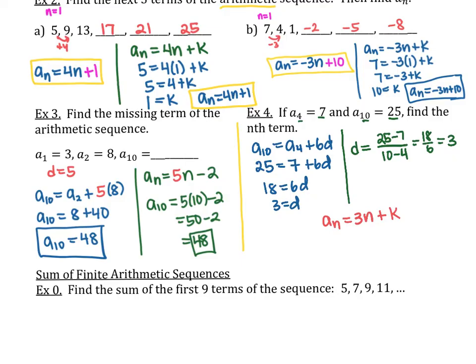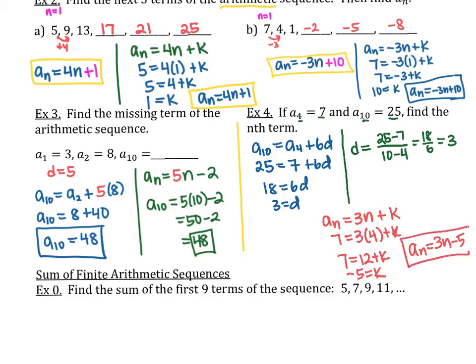Okay, I can use the 4th term or the 10th term to figure this out. I'm going to use the 4th term. Okay, so the 4th term is 7. And because it's the 4th term, n is 4. Okay, so my formula for a sub n is 3n minus 5.